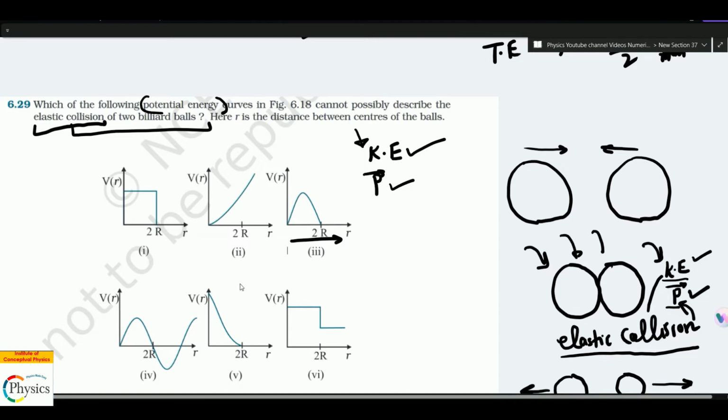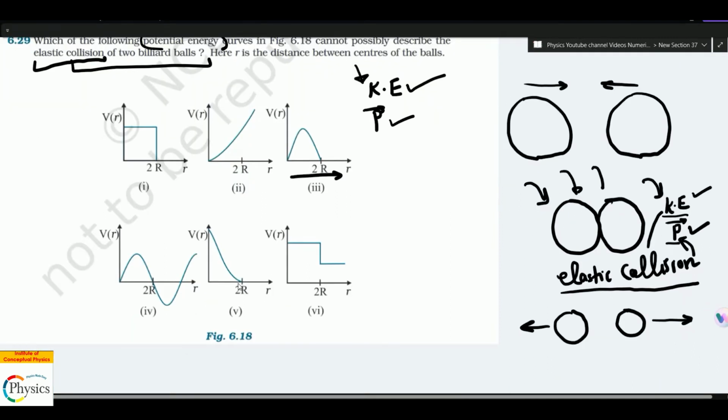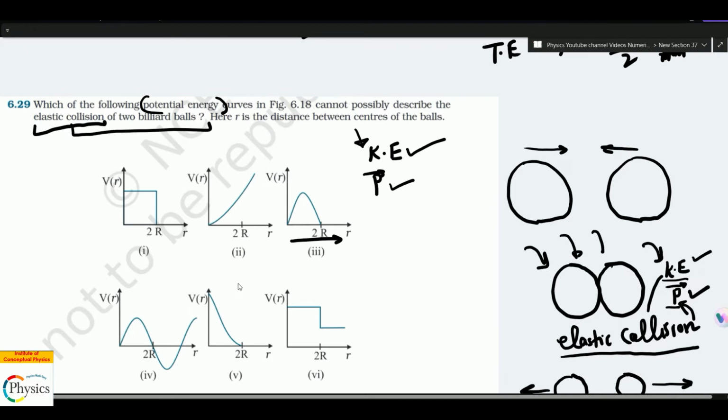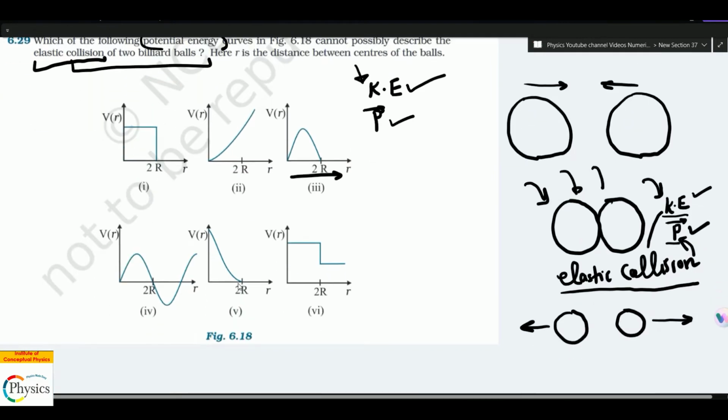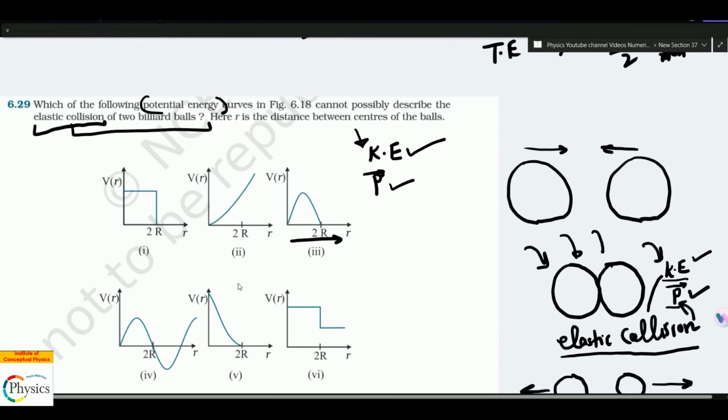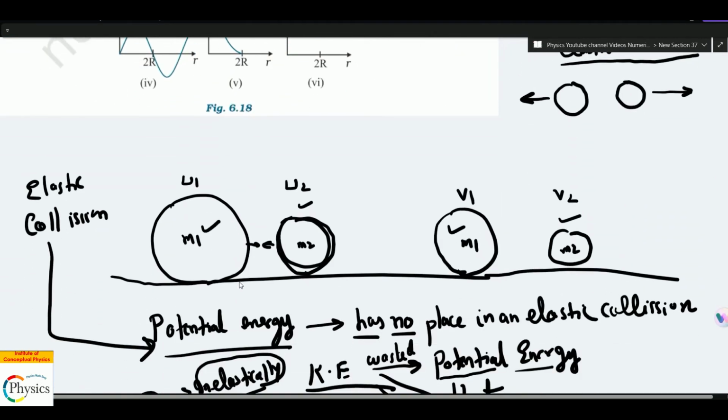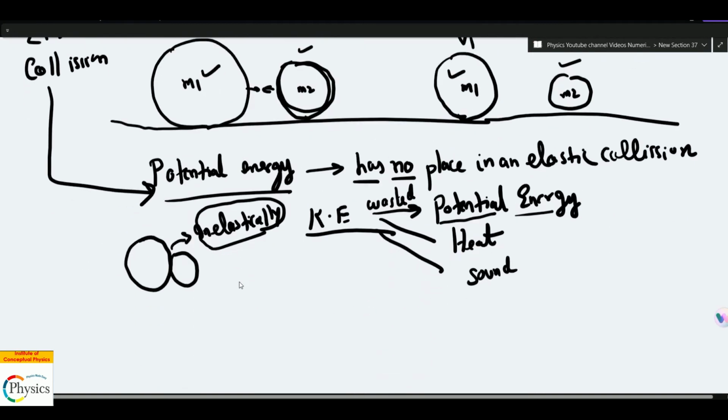This is a question which has no meaning, actually, and therefore I say that NCERT should work on it and improve the language or the graphs, so that it is easy for students to understand. Otherwise, this is a very misleading question. You'll get misled into believing that elastic collision has something to do with potential energy. All right, now let me take you further into this question.